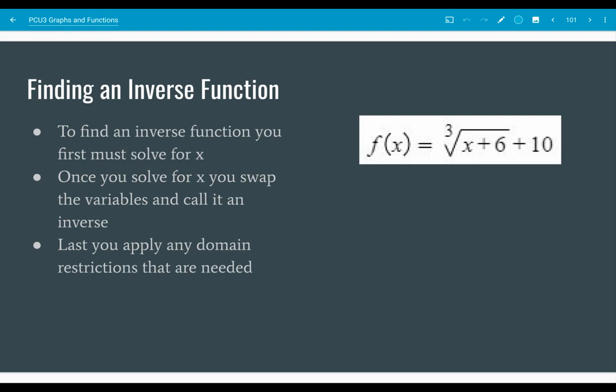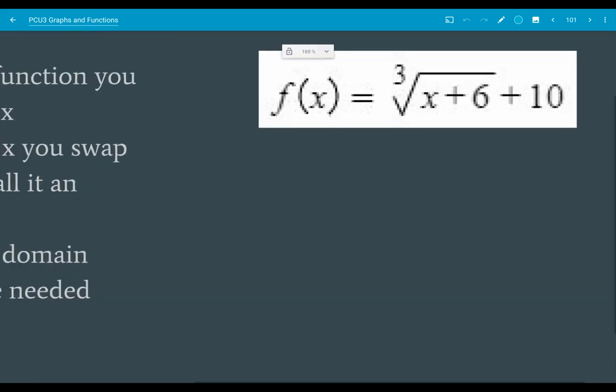So how to find an inverse. Here's where the tips and tricks in all of the algebra that we've been practicing come into play. To find an inverse function, you solve for x. Then once you solve for x, you swap the variables. You swap x for y, and then you call it your inverse function. Then if there are any domain restrictions that you need to put on it, that's the last thing you do. So let's look at our function that we're given here. The first thing we're going to do is get rid of f of x, and we're going to call it y.